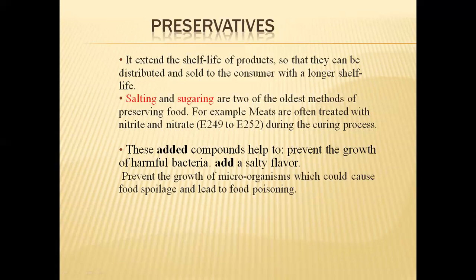For example, meat is often treated with nitrate and nitrite, E249 to E252, during the curing process. These added compounds help to prevent the growth of harmful bacteria, add a salty flavor, and prevent the growth of microorganisms which could cause food spoilage and lead to food poisoning. So let's see this old method of preservation through a wonderful video of making ham.